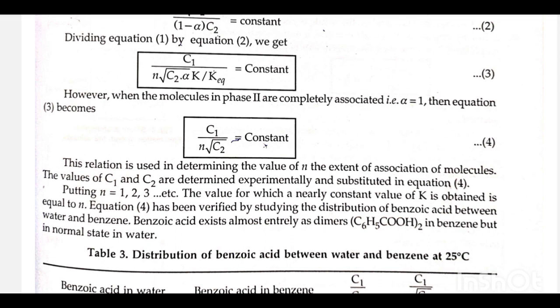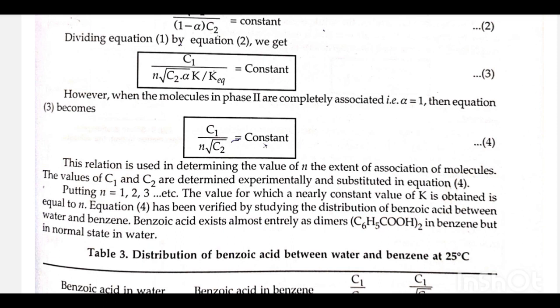This relation is used in determining the value of n, the extent of association of molecule. The values of C1 and C2 are determined experimentally and substituted in equation 4, putting n is equal to 1, 2, 3 up to etc. The value for which a nearly constant value of K is obtained is equal to n.